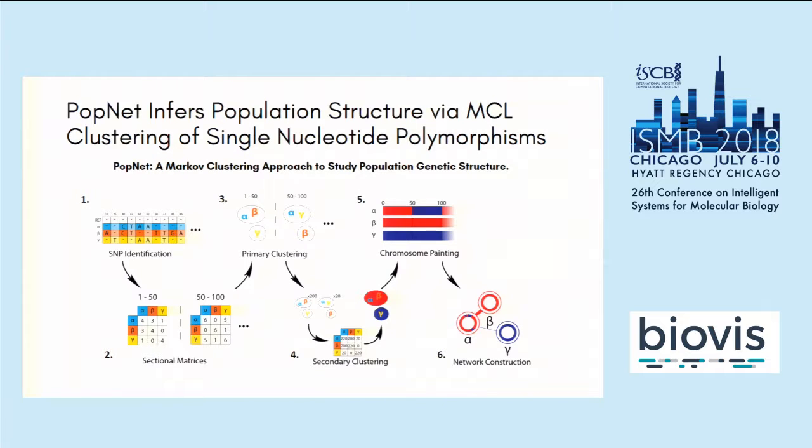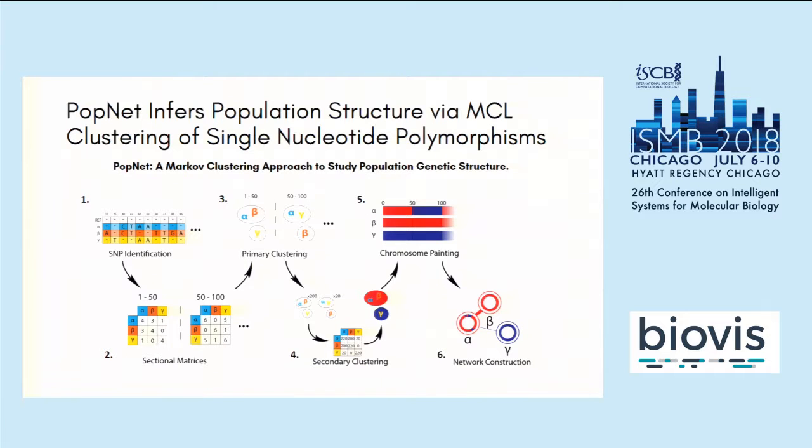And we create a similarity matrix using the SNPs in each section, and we cluster it using Markov clustering to create a series of clustering patterns, with the idea that when a recombination event occurs, it'll affect the clustering pattern within a few of the sections, allowing you to identify it.